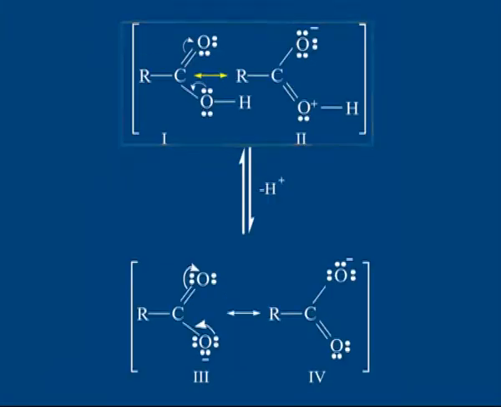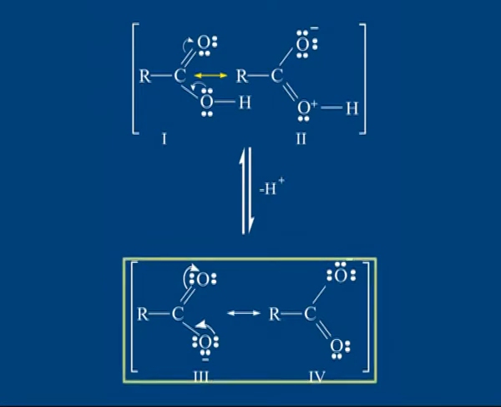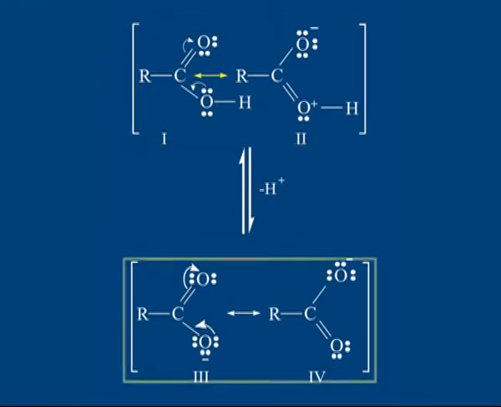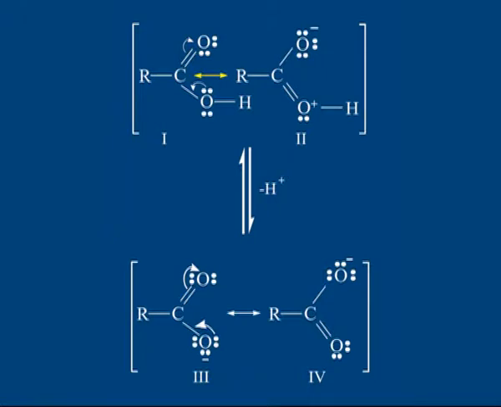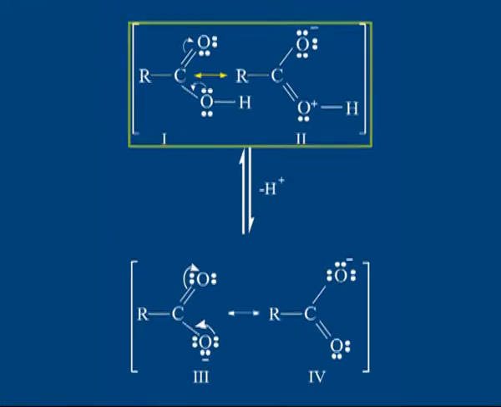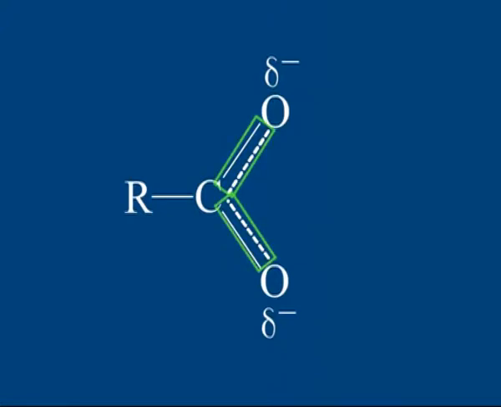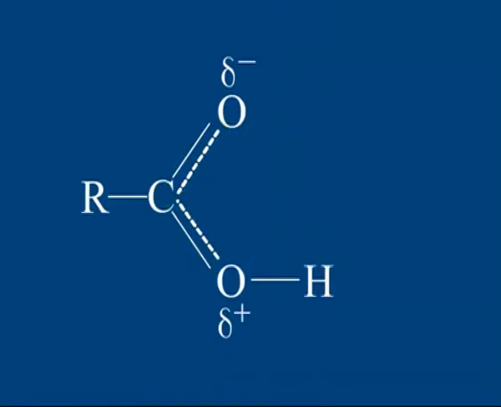Both the acid and the carboxylate anion are resonance stabilized. The contributing structures for the carboxylic acids are not equivalent, while those for carboxylate anion are equivalent. Both the carbon-oxygen bonds in the carboxylate anion have identical bond length. In carboxylic acids, these bond lengths are no longer identical.